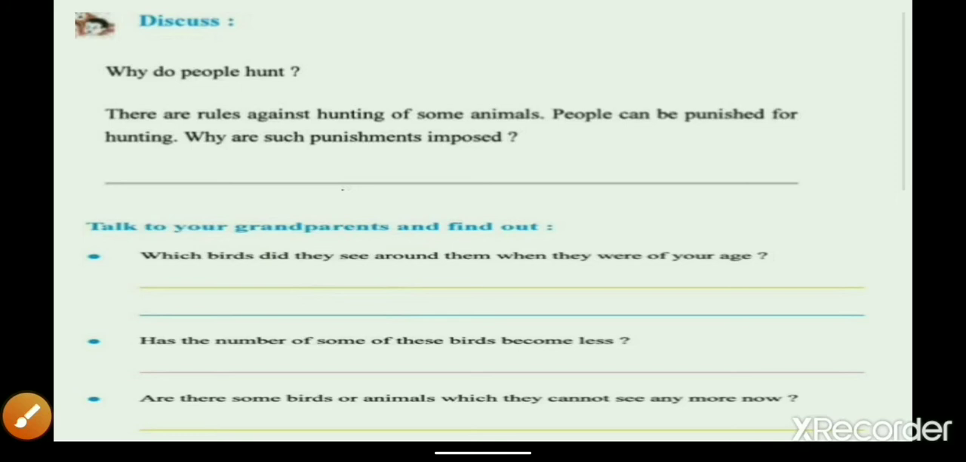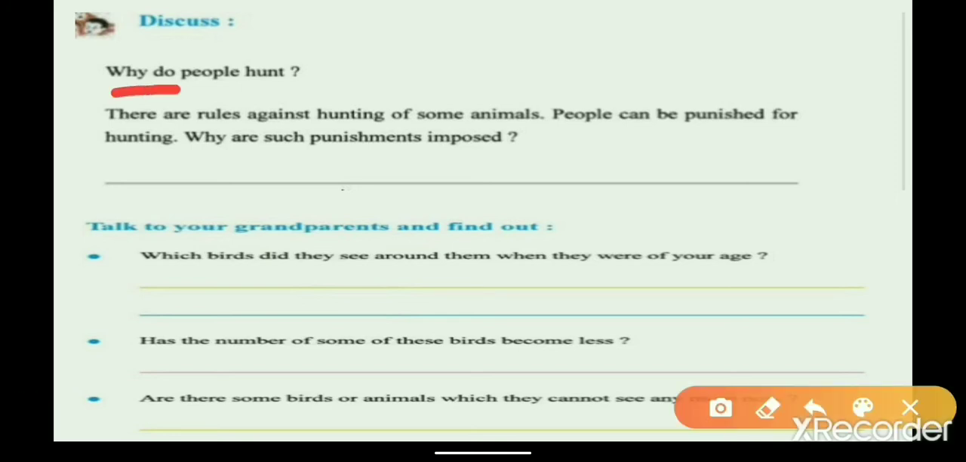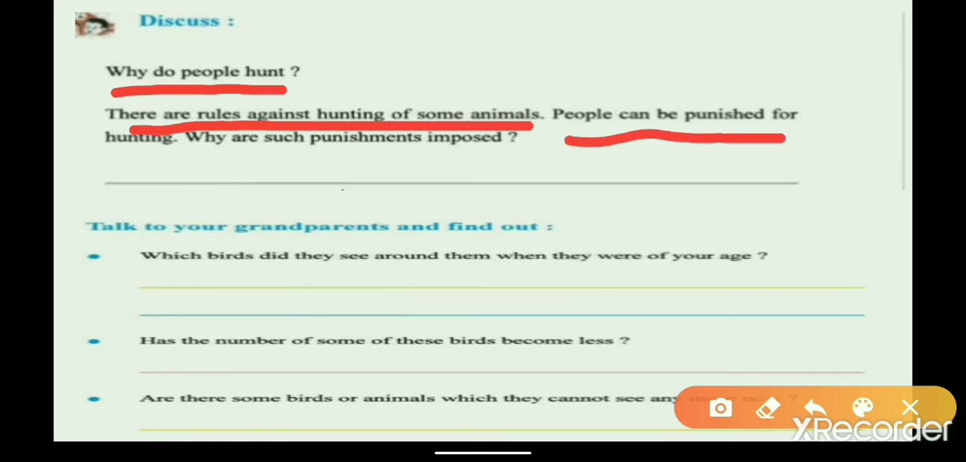Now let us discuss why people hunt. What is hunting? Hunting is killing. So why do people kill? To eat, for filling their stomach. There are rules against hunting some animals. People can be punished for hunting.